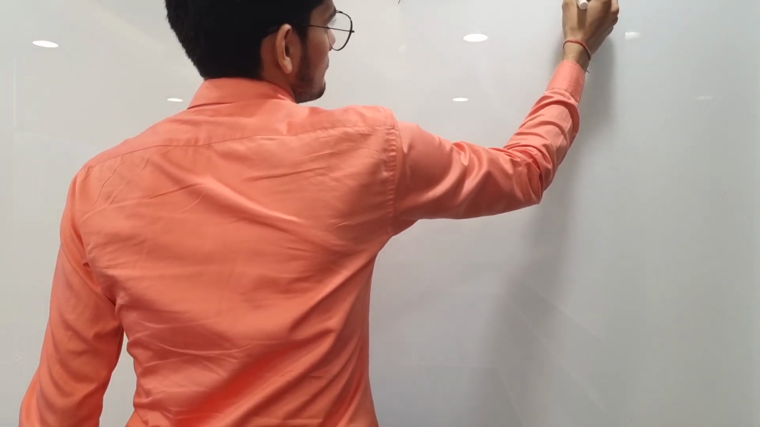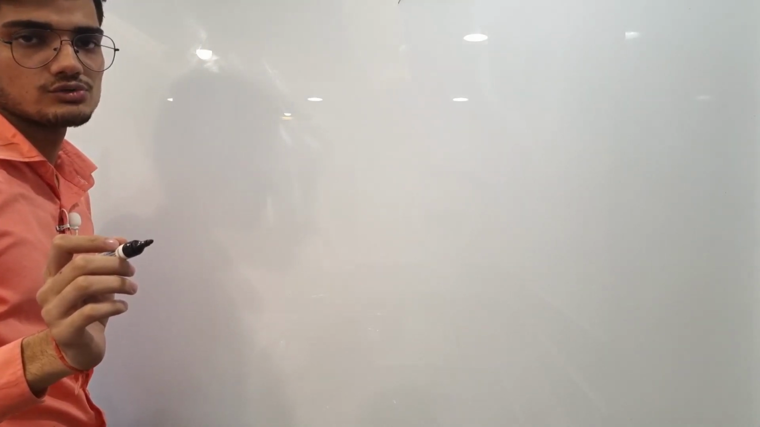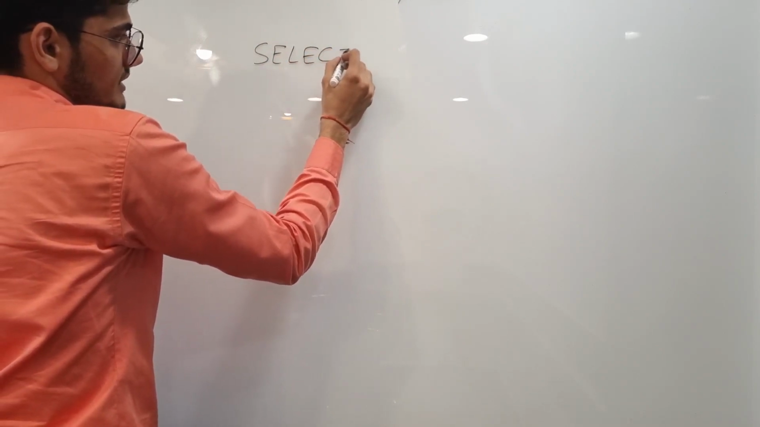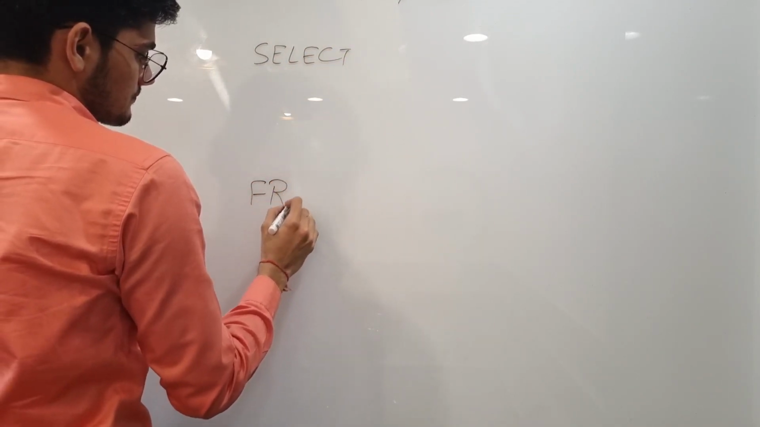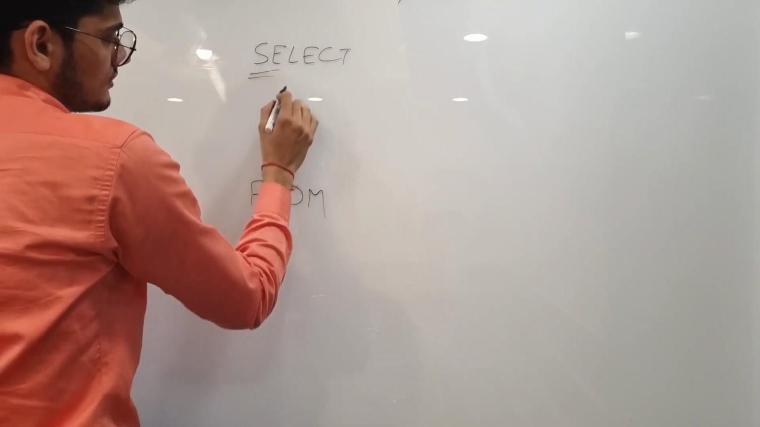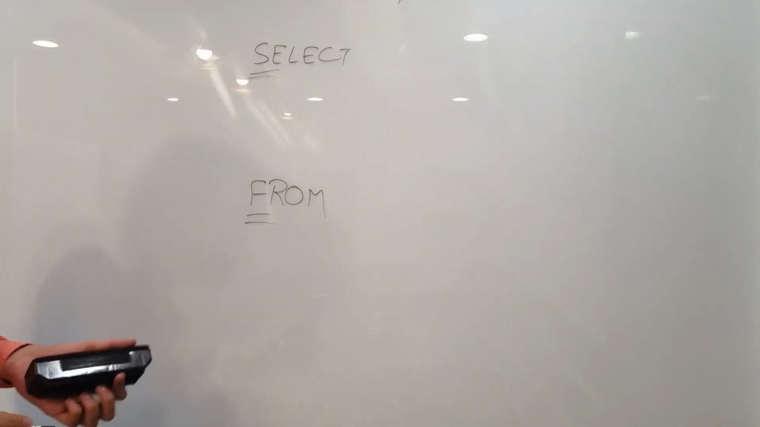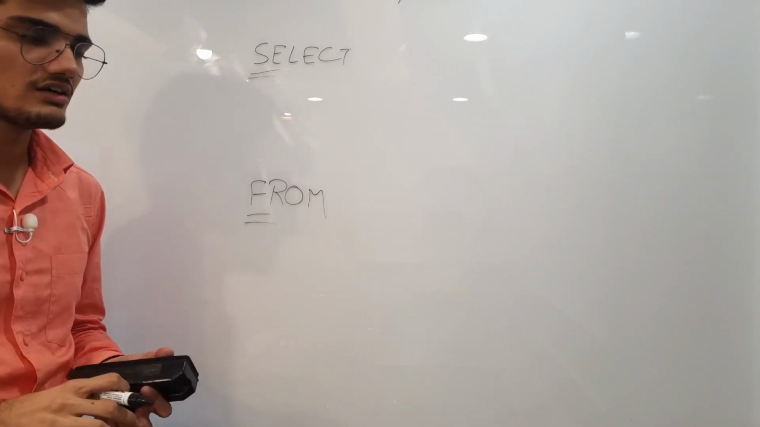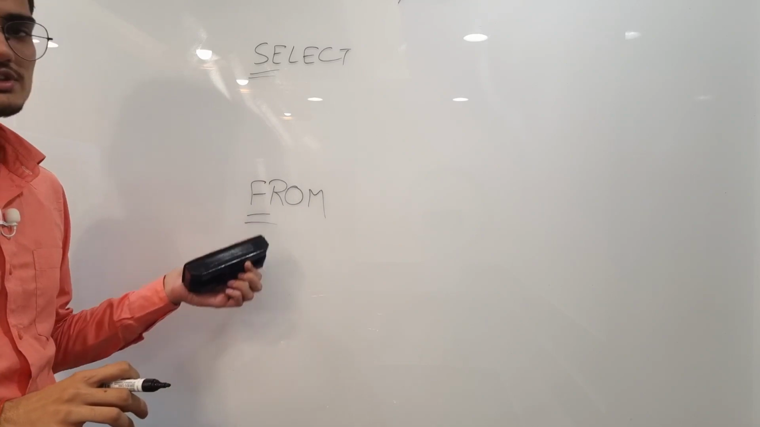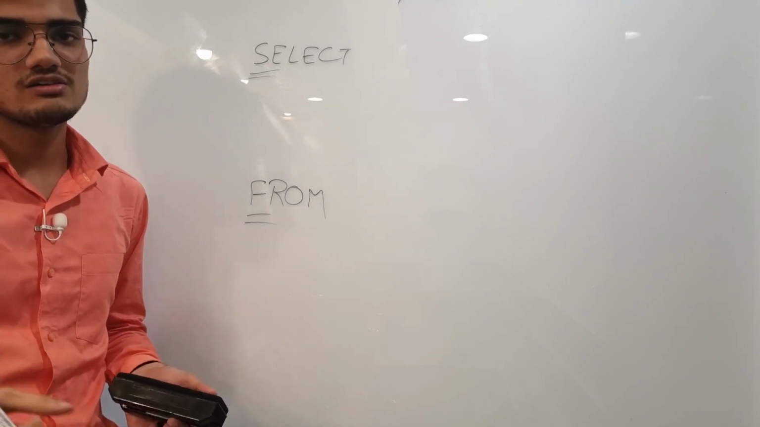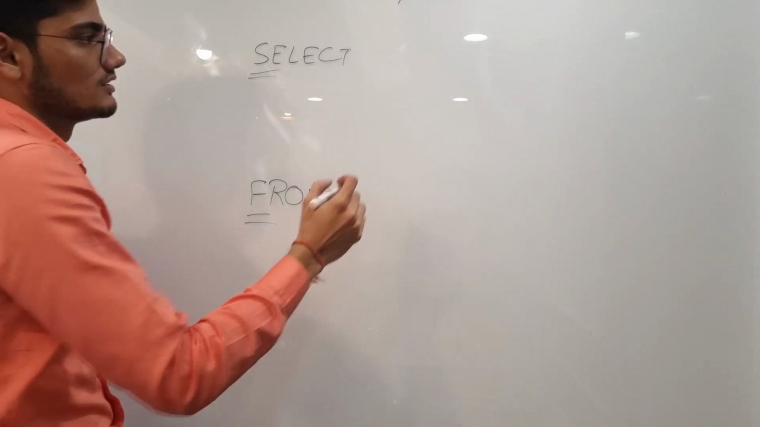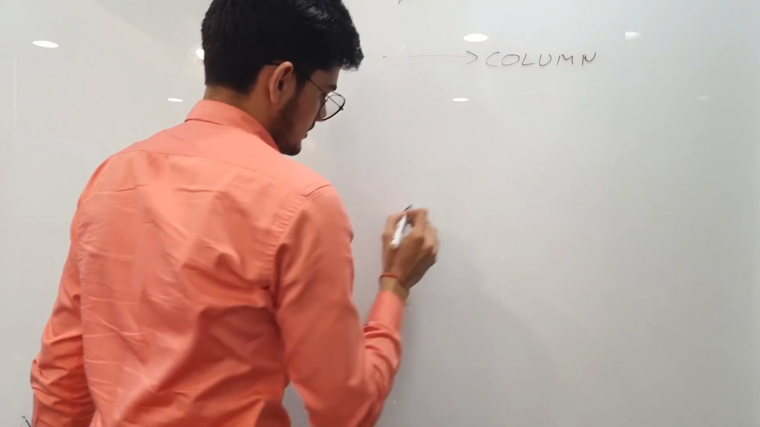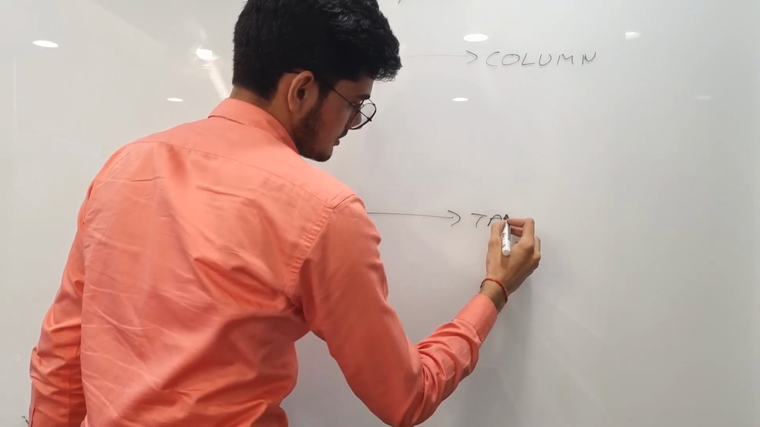Lecture number 1. In this lecture we are going to learn about select and from statements. The select statement is used to determine from which column we have to select the data, and the from clause is used to determine from which table we have to select the data. Okay, so this is for the column and this is for the table.